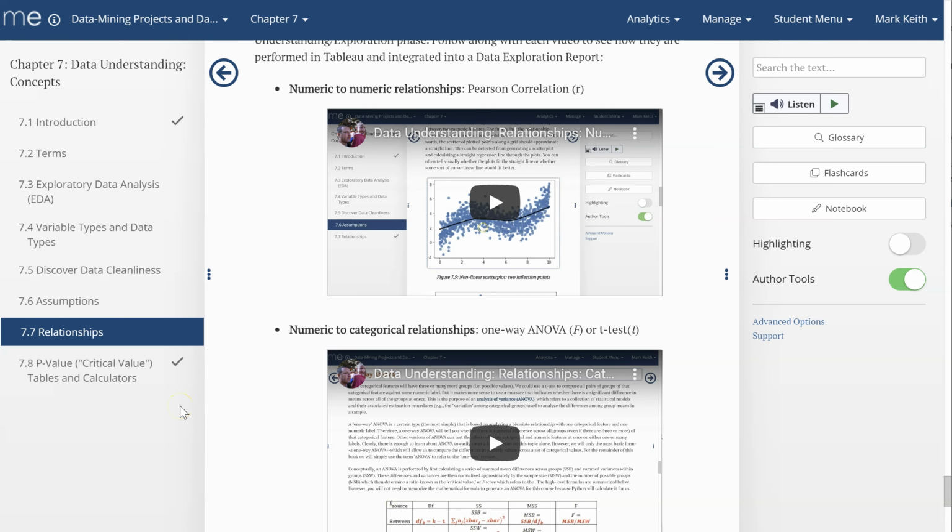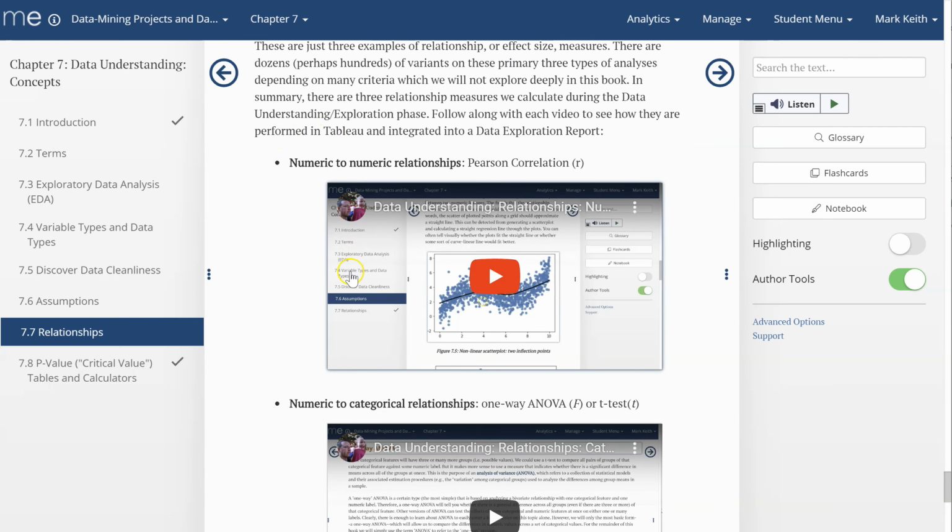Okay, now you finished learning about all the different types of relationships for numeric and categorical data. There's still one more step though. What we did is a pretty standard process that we do for every single data mining project to explore and understand the basics of the relationships, assumptions, cleanliness, and all that.